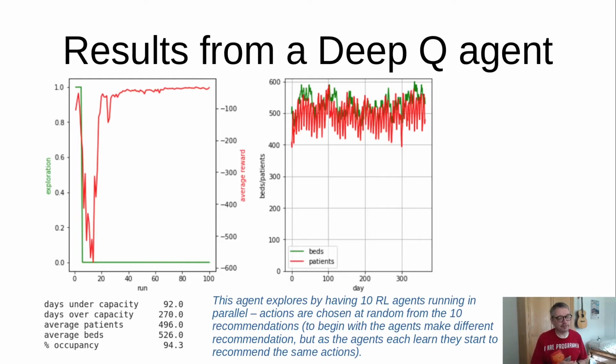And just to say, this particular agent is actually a multi-agent. There are 10 different learning agents, and we sample from the decisions each would make, and that gives us a natural exploration to begin with. When they haven't learned, they will start recommending different things, but as they learn, they start to settle on the same recommendation. So we get a natural shift from exploration to exploitation as the agents get better.